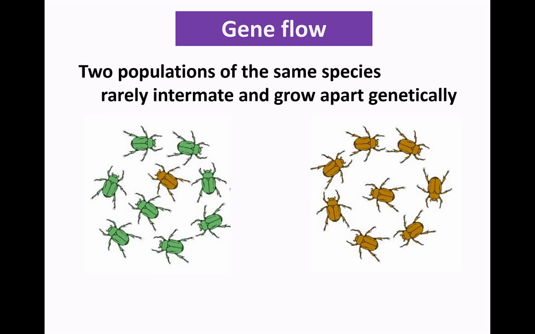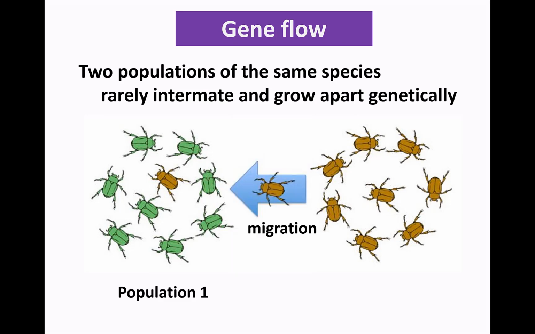Over time, they start to differ from one another genetically. We don't know why. They just do. Our population on the left here has more green beetles, and the one on the right has more brown beetles. Both populations are the same species, but over time, genetic changes may become so great that they become different species.